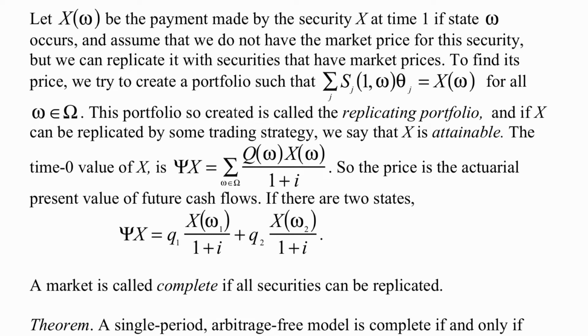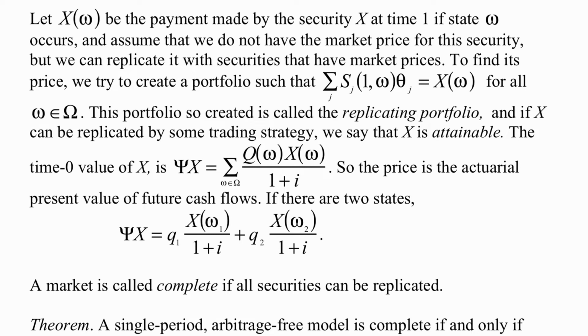So the portfolio that you create that makes the same payoffs as the security that you're analyzing is called a replicating portfolio. And we say that any security that can be replicated by some trading strategy is attainable. The time value of x is psi times x, where psi is the state price vector, so prices of those Arrow-Debreu securities, and that's equal to the sum over all omega in the set of states of the world of q of omega times x of omega divided by 1 plus i.